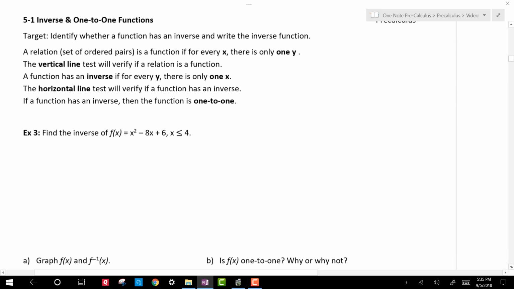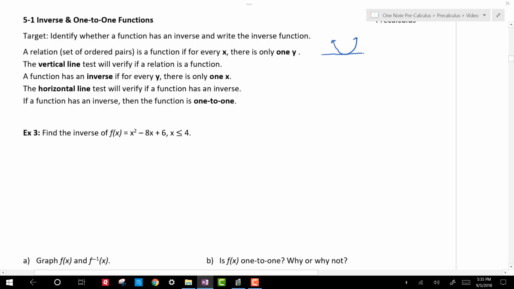So we're talking about inverse and one-to-one here. So it says a relation, which is basically a set of ordered pairs. We talked about this way back at the beginning in Unit 1. A relation is a function if for every x there is only one y. Okay? So for every x I only get one y on the graph. Okay? A graph like this would do that. For every x on that graph, there is only one y.